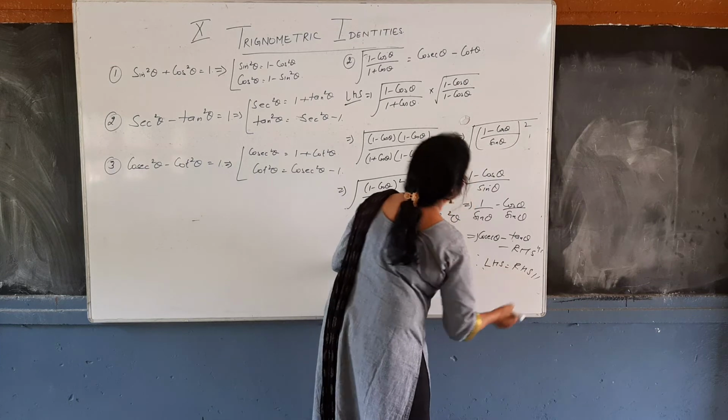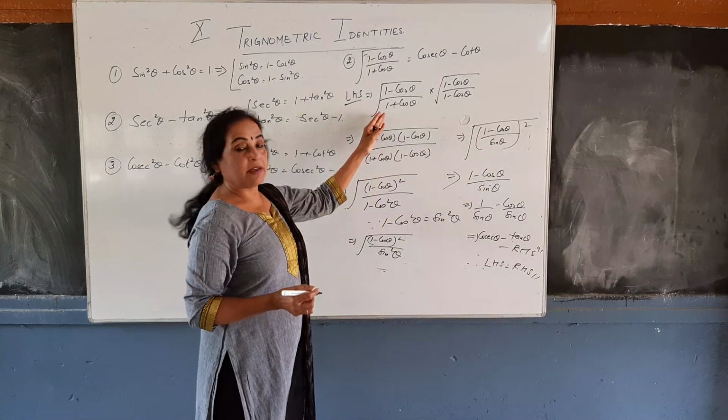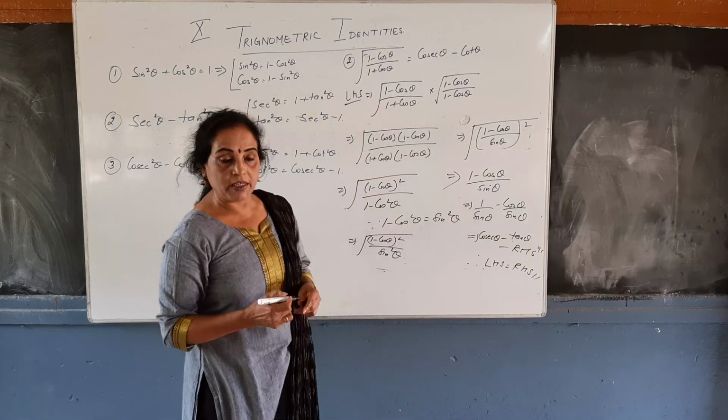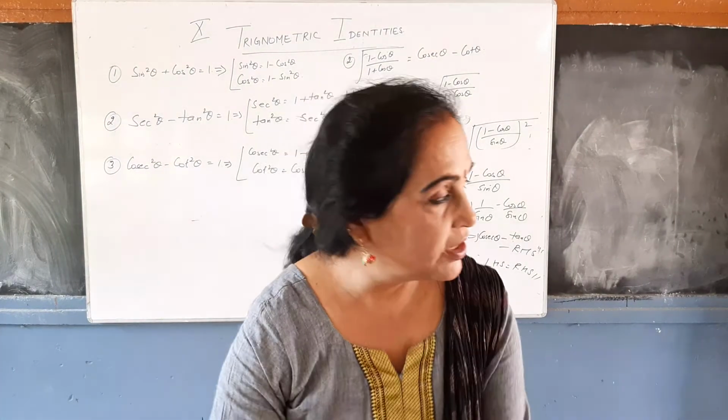This is the proof. So we have done different types of sums in terms of sin and cos. These two sums are very important, so try it. Now next question.